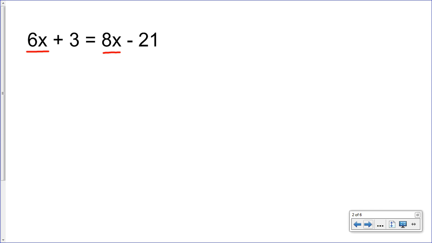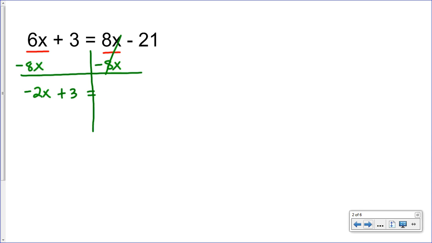So when I start solving, I'm going to move the 8x to the left. So it is a positive 8x. I need to do the opposite, so minus 8x. I'll line it up with its like term. Okay, 6x minus 8x is negative 2x. Everything else just comes down.